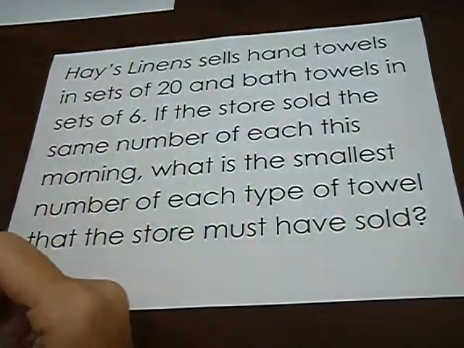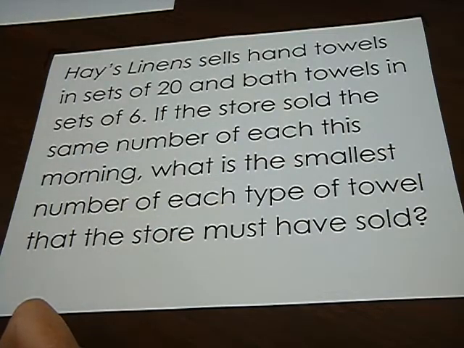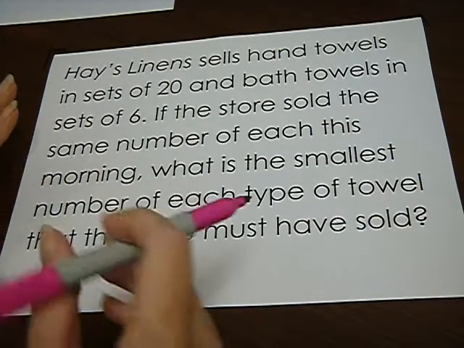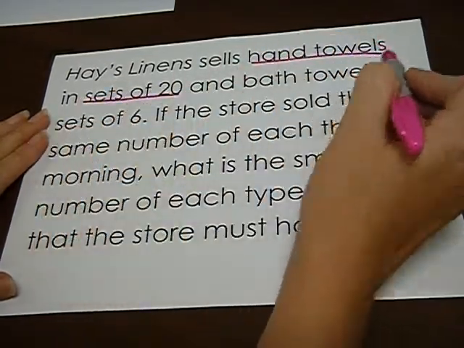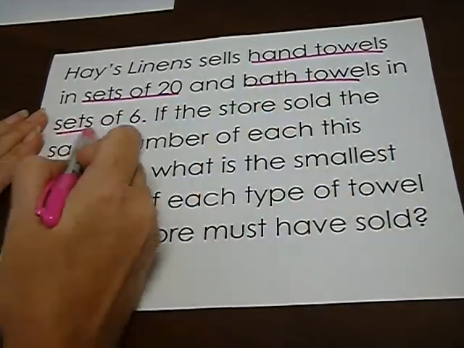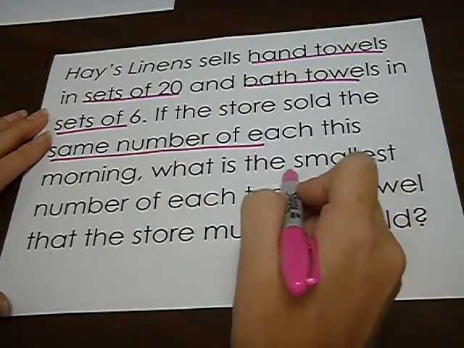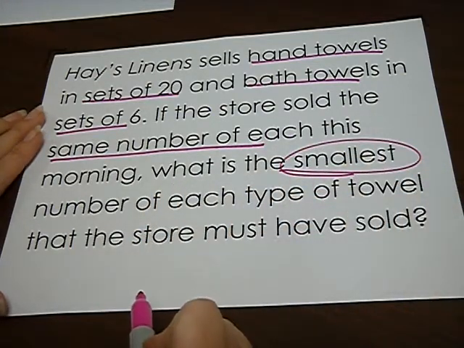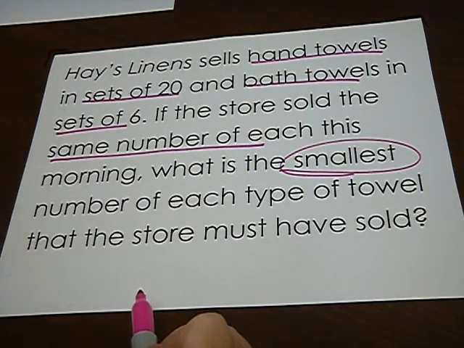Hayes Linen sells hand towels in sets of 20 and bath towels in sets of 6. If the store sold the same number of each this morning, what is the smallest number of each type of towel the store must have sold? So there's hand towels in sets of 20 and bath towels in sets of 6. And they sold the same number of each, and we're looking for the smallest number that she could have sold. So this is a least common multiple problem, which means I need to find the multiples of 20 and 6.